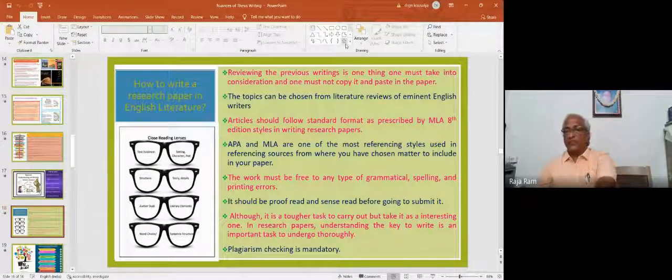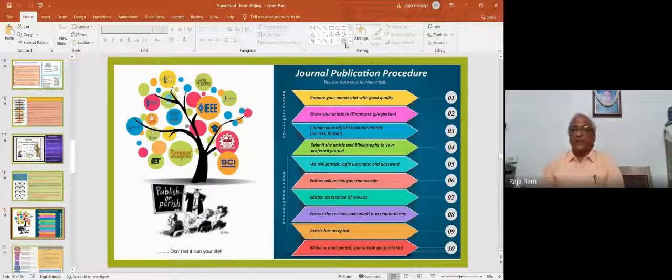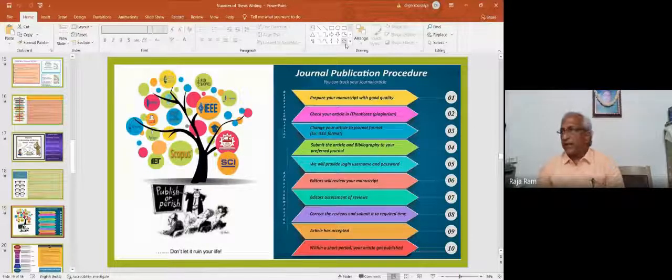What are the procedures that are generally followed for publication in the journal? Preparing a manuscript, checking it for plagiarism, and changing the article to the format of the journal. Every standard journal has its own format, but as far as English literature is concerned, everyone follows MLA style, like it was 6, 7, and now it's 8. We are moving into 9.